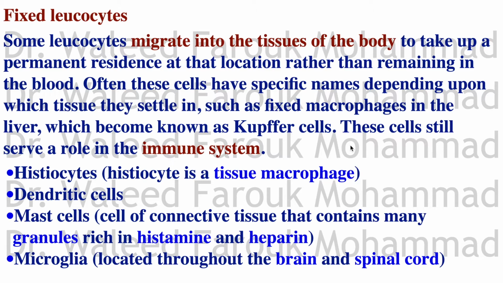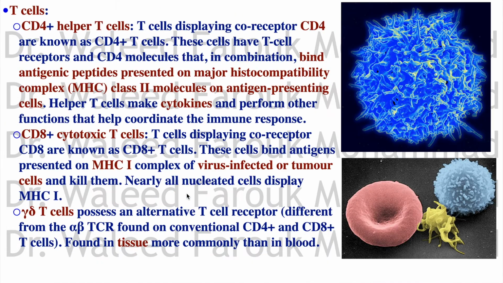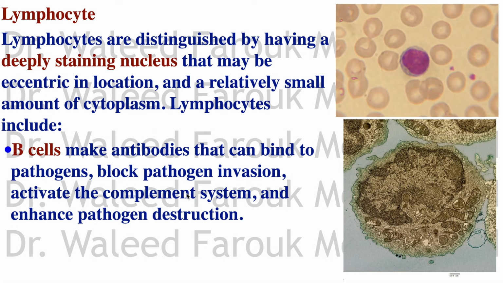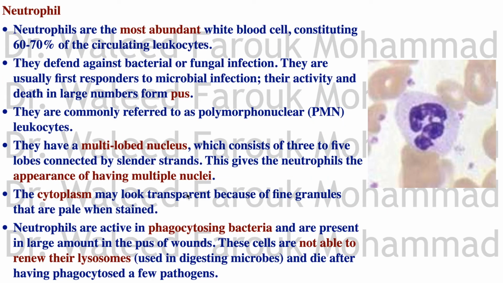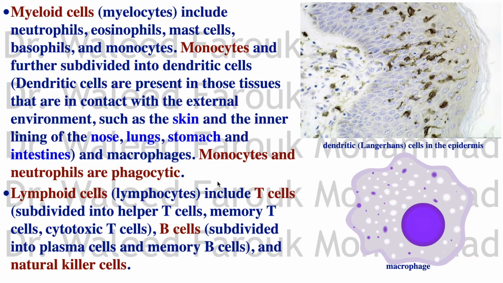Microglia are present in the brain and spinal cord. For dendritic cells, we showed you the example of Langerhans cells in the skin, for example, and they are present also in the nose, lungs, mucous membrane, stomach and the intestine.